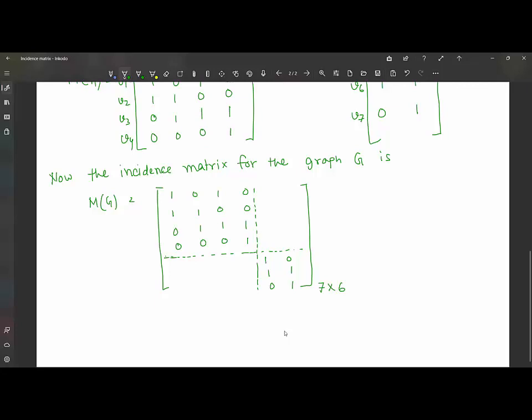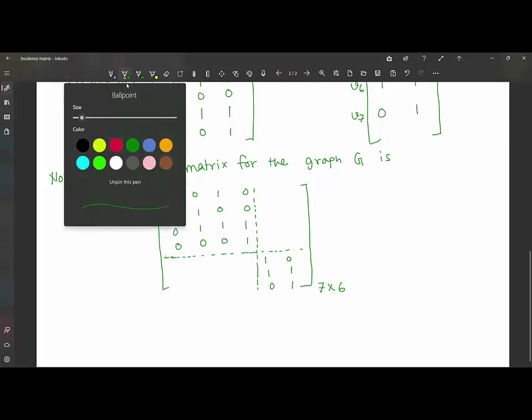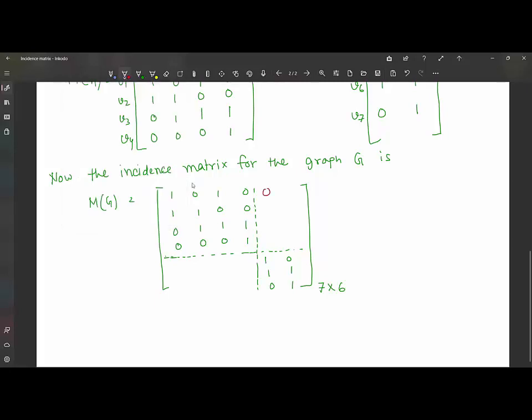And you don't need these two separator lines. We just drew them so that you can understand it better, but you don't need them. So now just fill the other values with 0 to complete the matrix. Here will be some 0 0 0 0, and here also 4 0s, and here also 6 0s. And this matrix is the incidence matrix for the graph G.